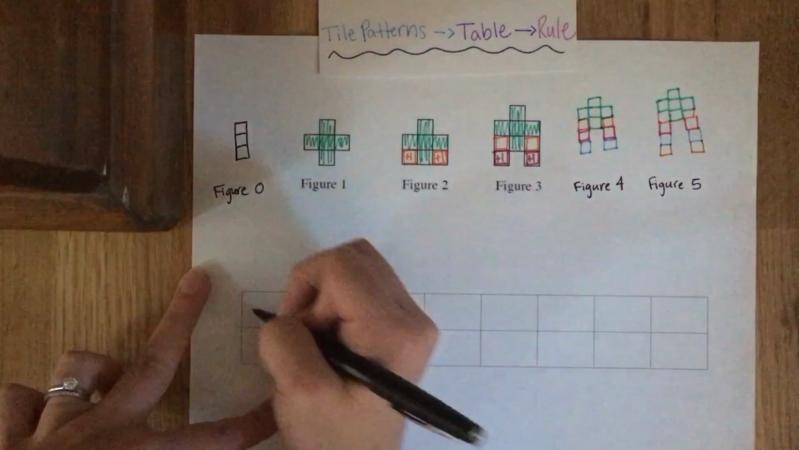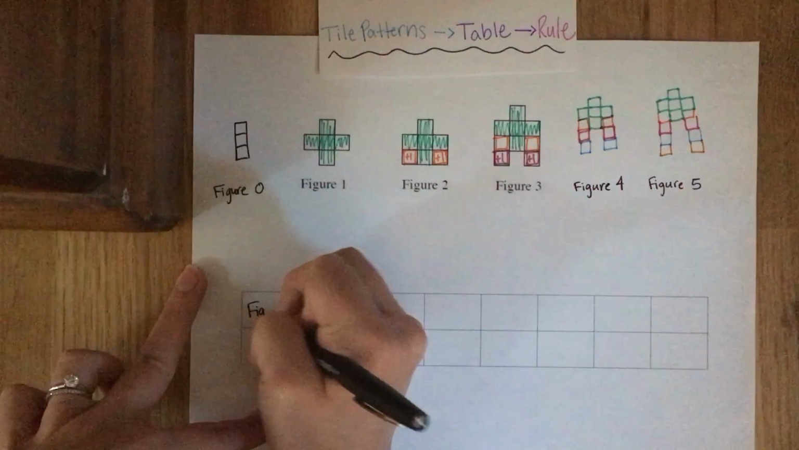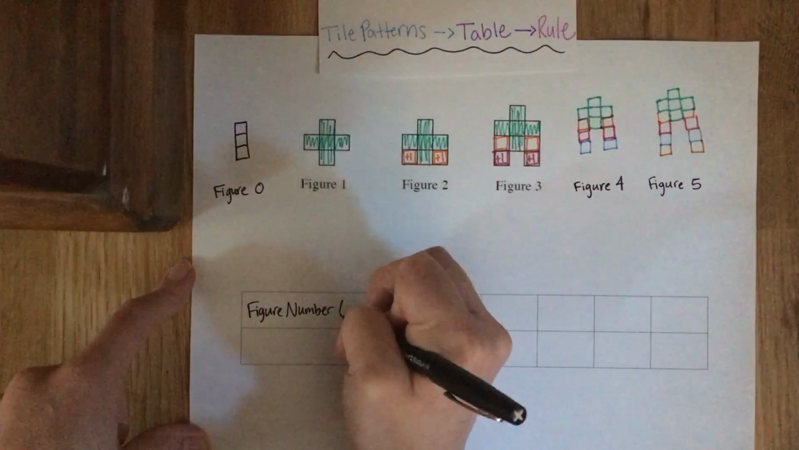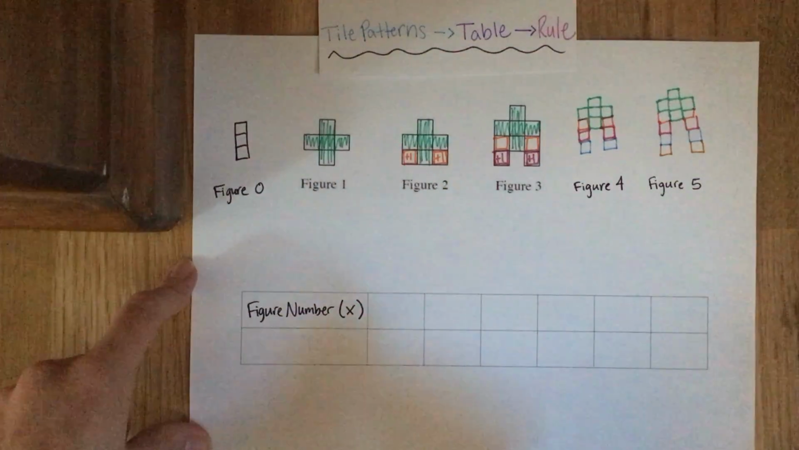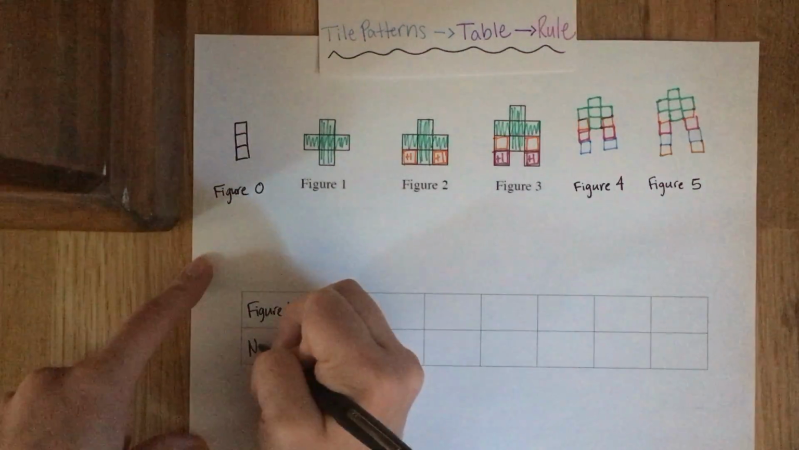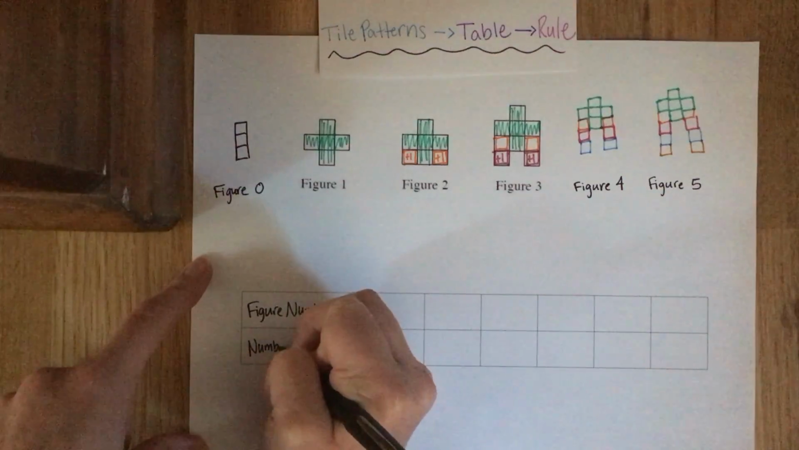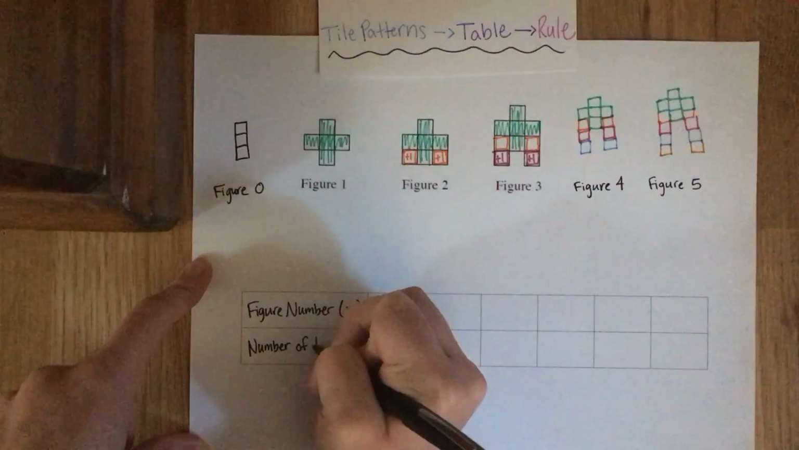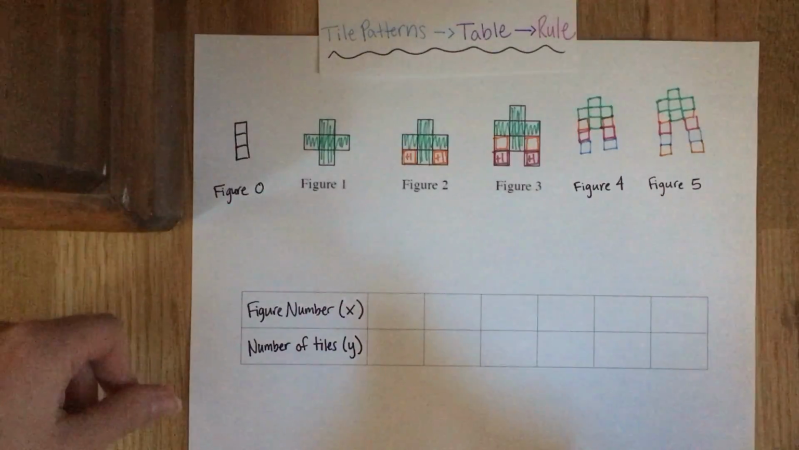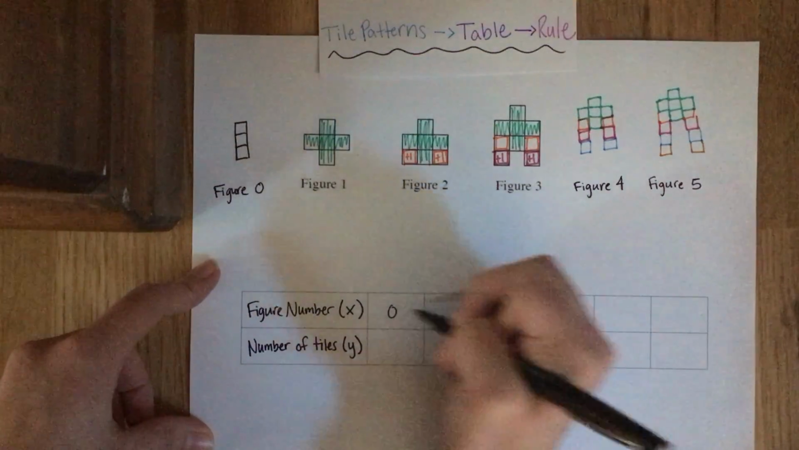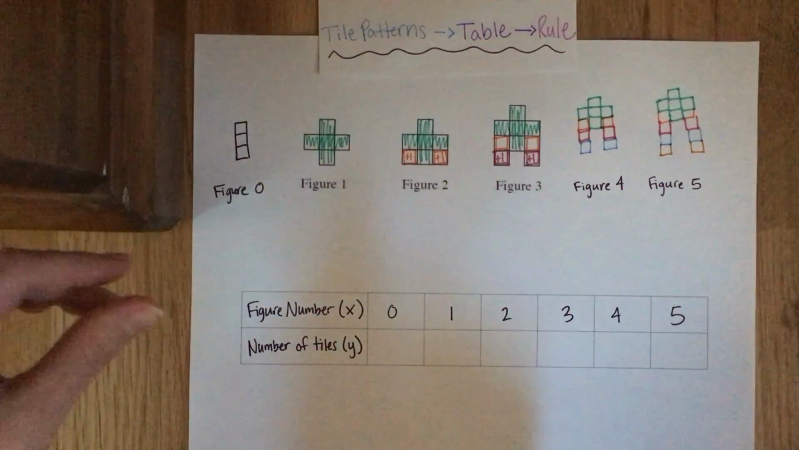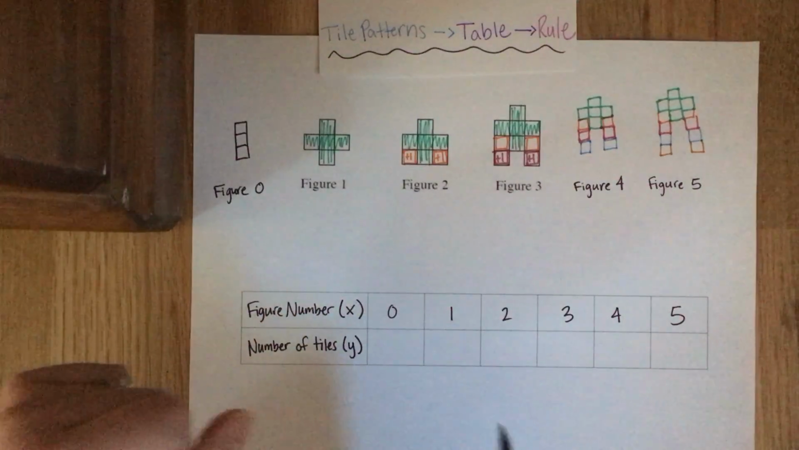So this top line on my table, this is the figure number, or when we get into graphing and as we go into our equation, that's our x value. And the bottom line here is going to be the number of tiles, and that's our y value. So we have figures 0, 1, 2, 3, 4, and 5. And now we just need to count up the number of tiles.